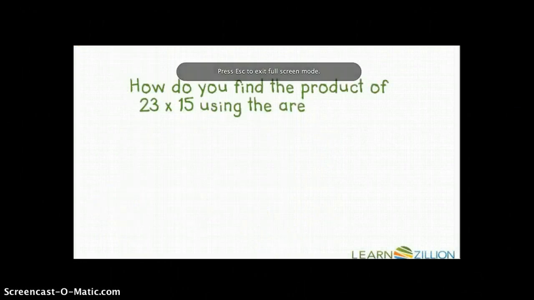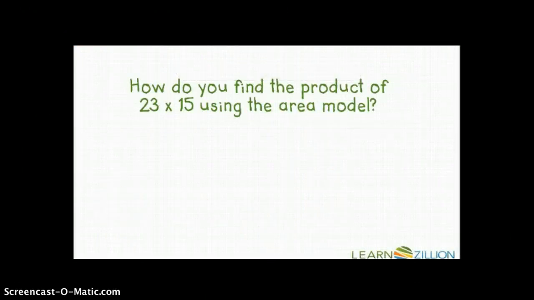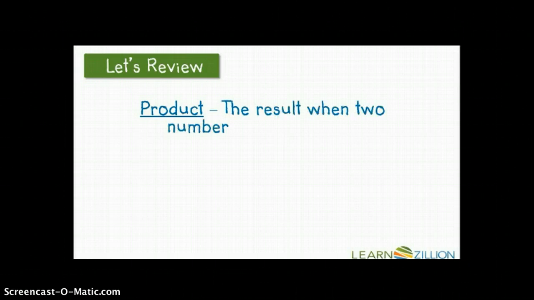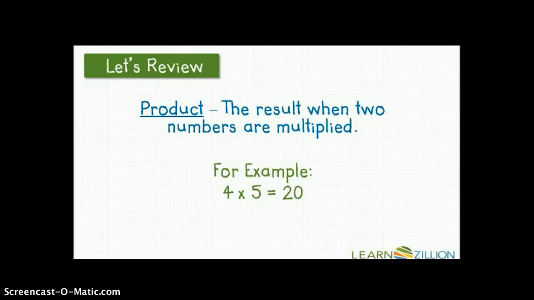How do you find the product of 23 times 15 using the area model? In this lesson, you will learn how to multiply multi-digit numbers by using the area model. Let's review several things. A product is a result when two numbers are multiplied. For example, 4 times 5 equals 20. 20 is the product, or the answer to our multiplication problem.